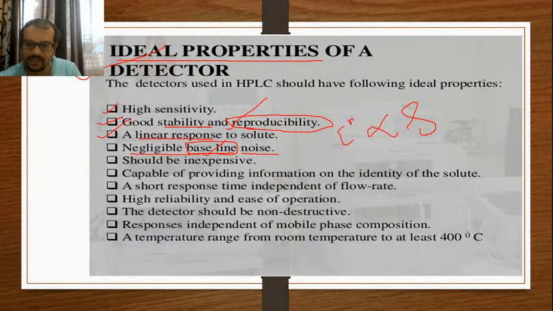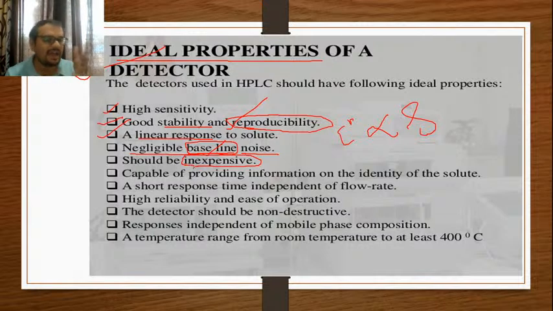No doubt it should be inexpensive, because already the HPLC has been criticized, or rather the major limitation in case of HPLC is that it is a highly expensive instrument, and if the detector system's cost gets added, then it becomes highly expensive again. So the better way to deal with the ideal properties is that the detector system should be inexpensive, capable of providing information on the identity of the solute.